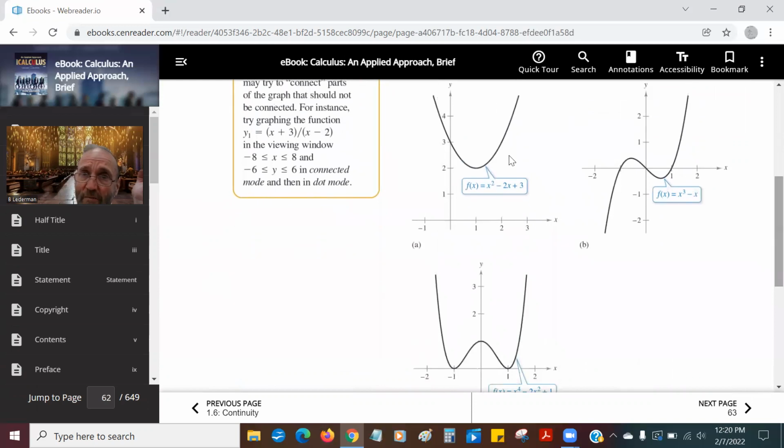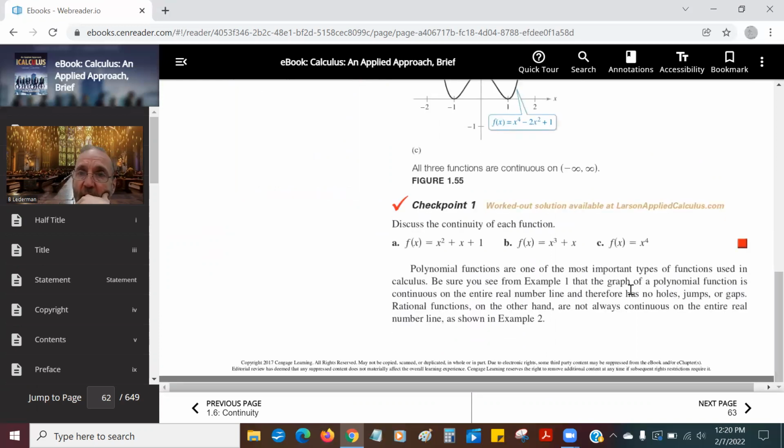And as you can see, I could trace any one of these without taking my pen off the paper. Now these are also continuous because it's automatic. They're polynomials. They're automatically continuous for all values of x, for all real values of x.